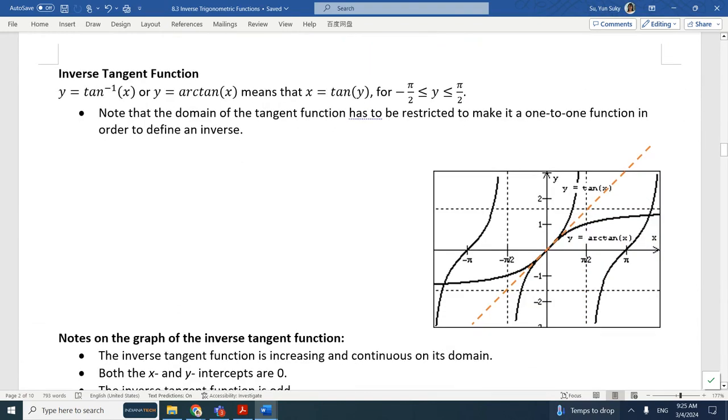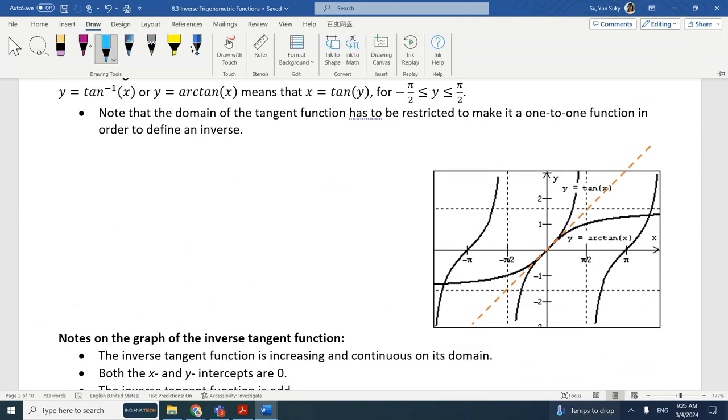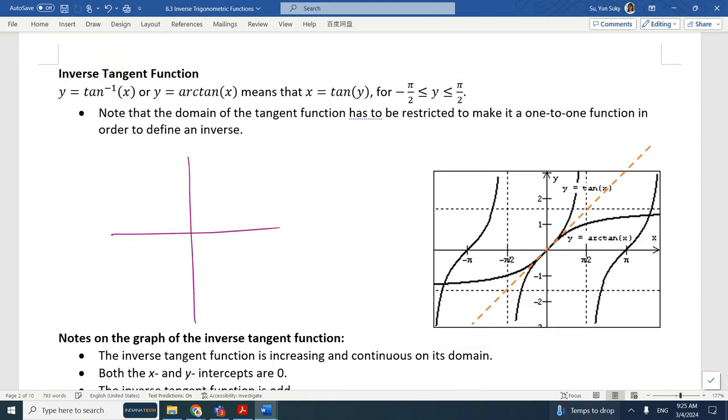Let's continue. Tangent. All right. What's the graph of tangent? Yeah, like x cubed.